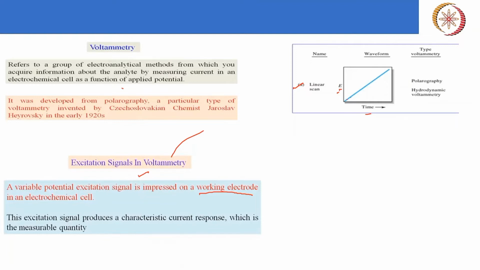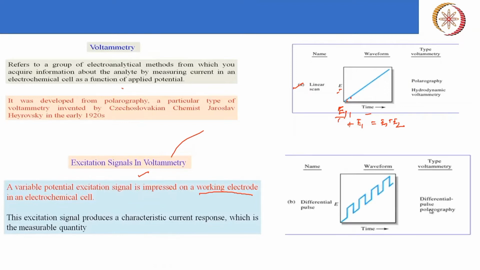With time, suppose in the initial state the potential of the system is E1, and after 1 second you apply another increment. So you are applying a constant potential increase with time. After that the potential at this point is E1 plus E2. That way you are linearly applying the potential in your system. This is the linear scan, and this method of voltammetry is polarography or hydrodynamic voltammetry.